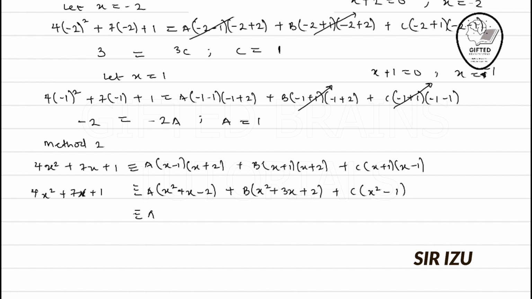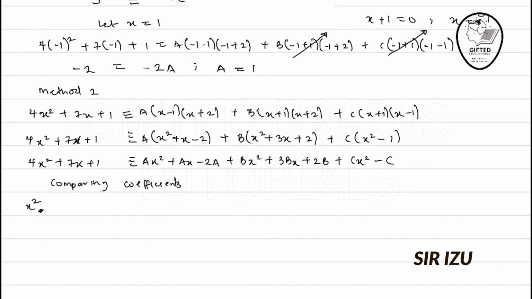If we expand each of the brackets, we have a x squared plus ax minus 2a, and then you do that for the others too. So I will compare coefficients now. The first thing I will do is to take the maximum power of x, which is x squared. Whatever I have with x squared, bring out their terms.